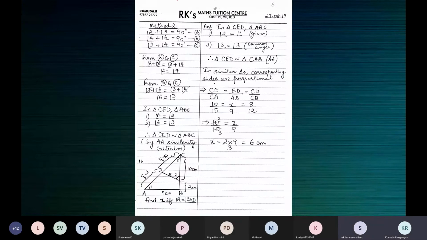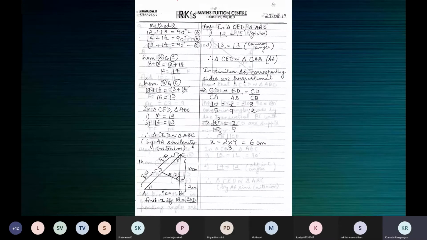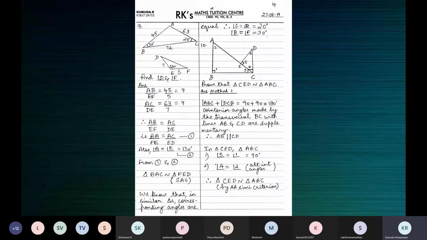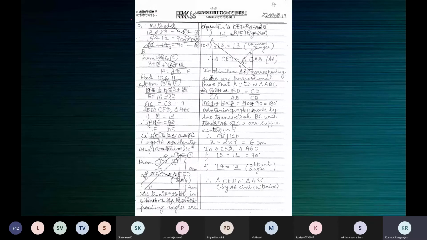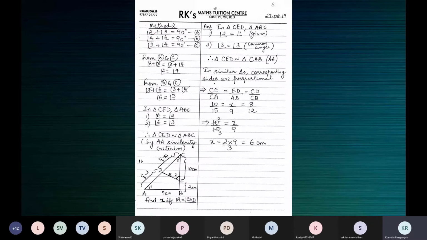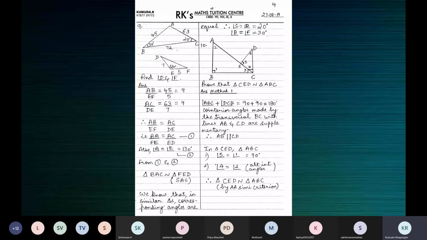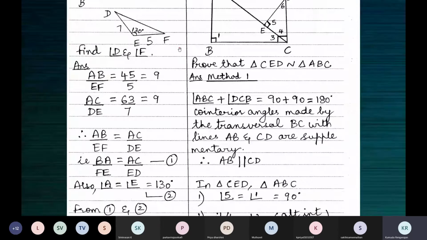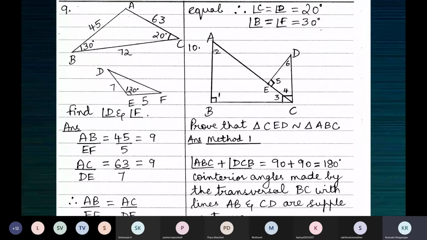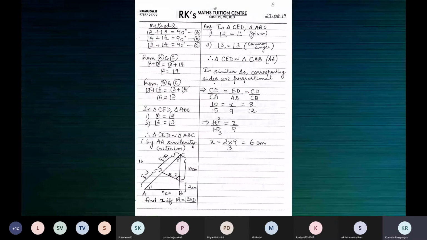Okay, that's what you see here, children. I'll switch and show you. 2 plus 3 is 90, right? You can see the first one: in the big triangle, angle 2 plus angle 3 is 90.